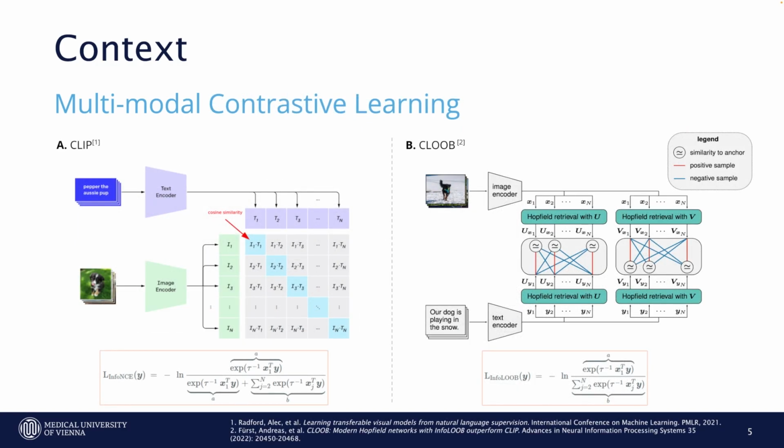In the vision language field, however, multimodal contrastive learning methods such as contrastive language image pre-training, shortly CLIP, and contrastive leave-one-out boost, CLOOB, have been demonstrated to be highly proficient in learning transferable representations when trained on image and text data. These models are able to extract meaningful features from the two data modalities by assigning high similarity for fitting image-text pairs and low similarity for unfitting ones. CLIP is based on the InfoNCE loss, while CLOOB is enhanced with modern Hopfield layers and uses the so-called InfoLOOB objective.